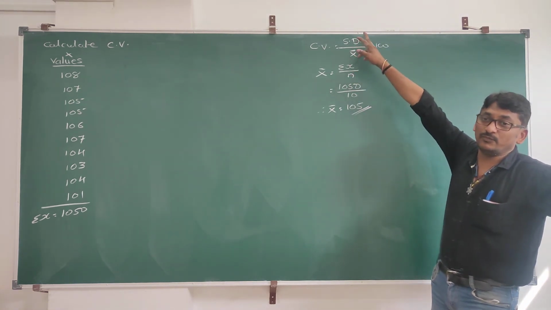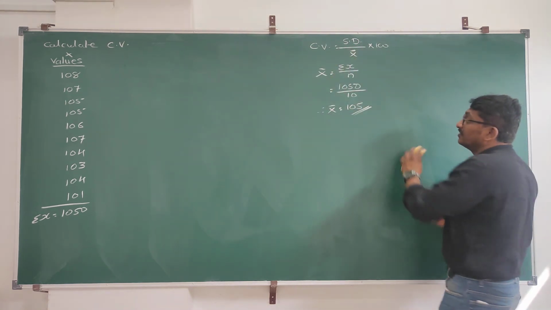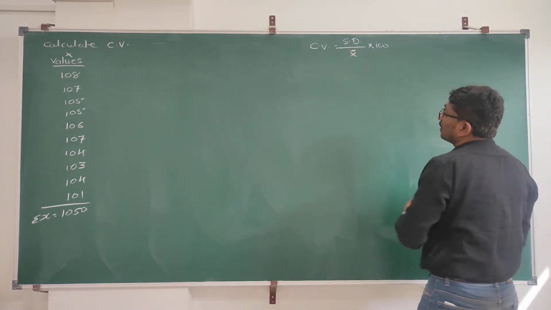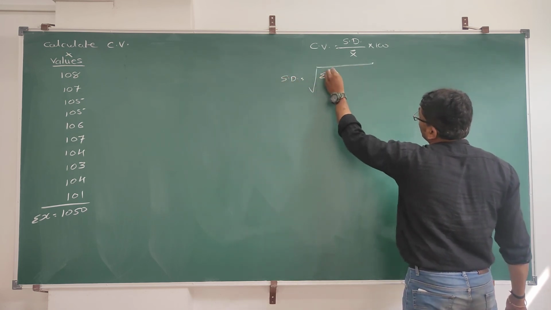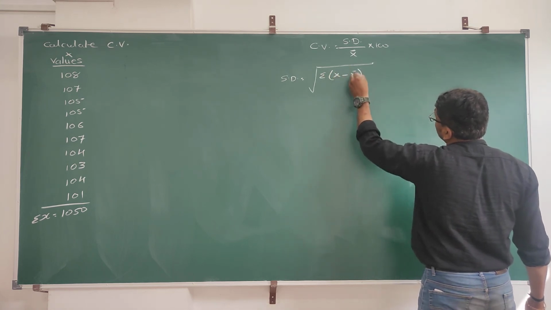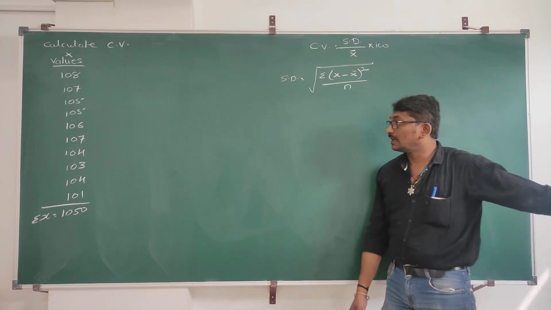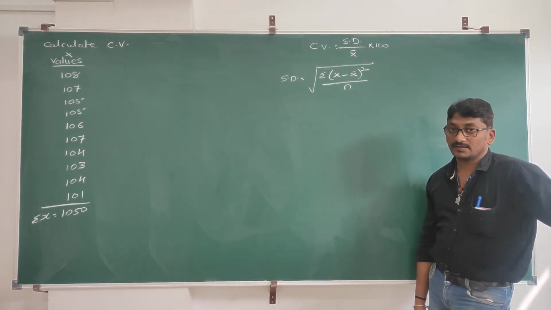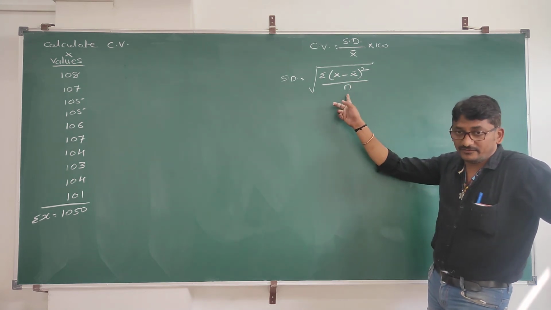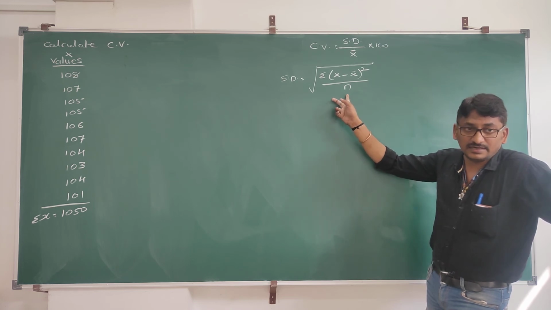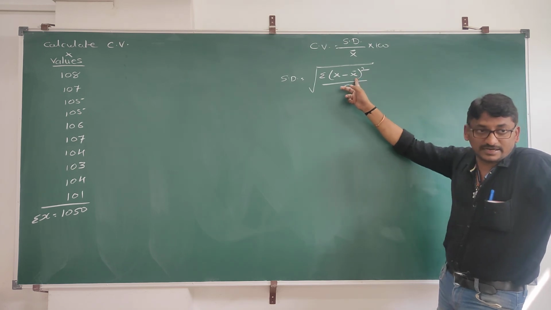Mean is over. The important term is standard deviation. What is the formula of standard deviation for ungrouped series? SD is equal to root of summation, in brackets x minus x bar, the whole square, divided by small n. Now as per this formula, you know the n value. What is the n value? 10. You know the x values which are already given to you. Just now you have calculated x bar.